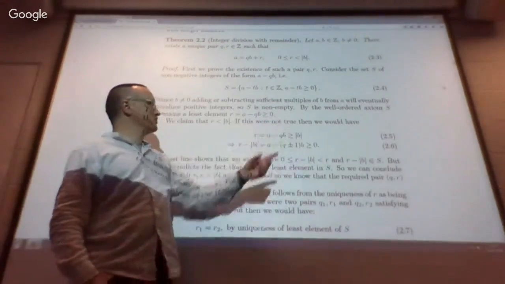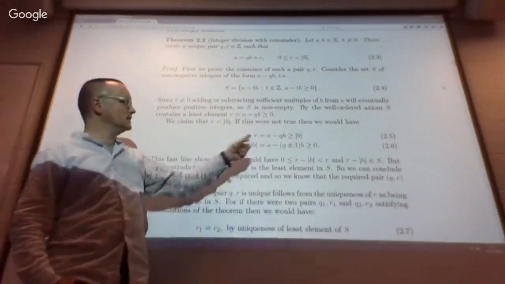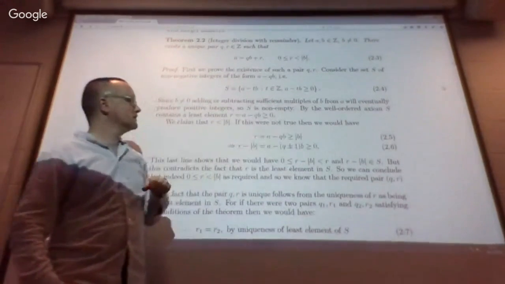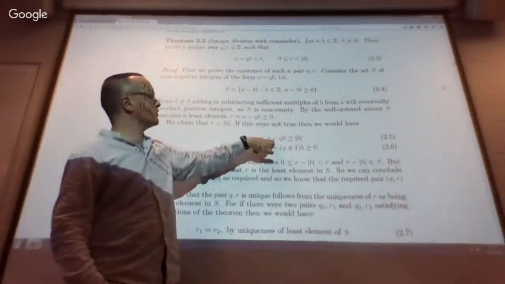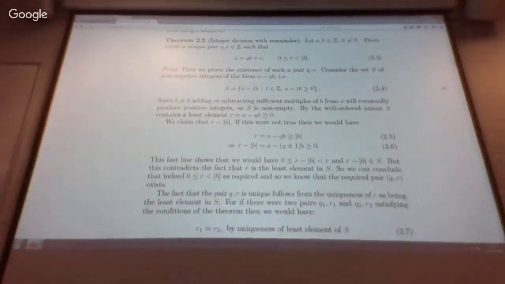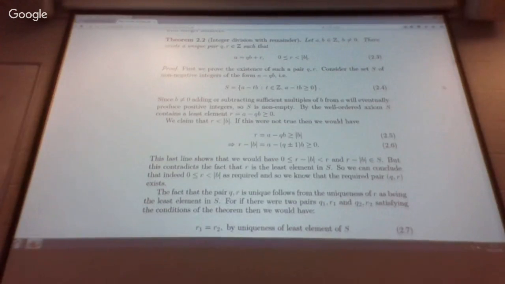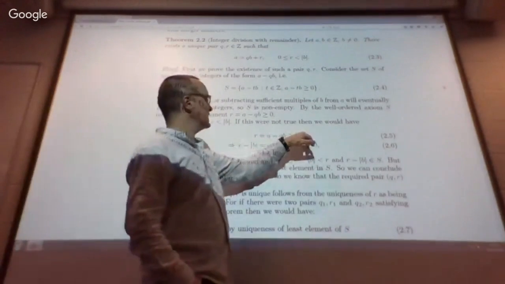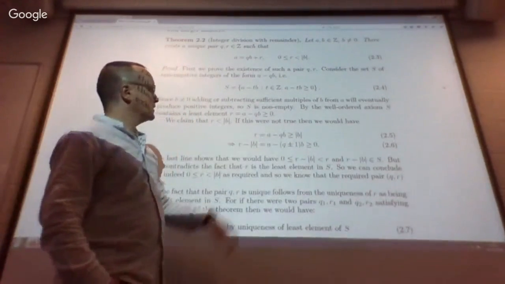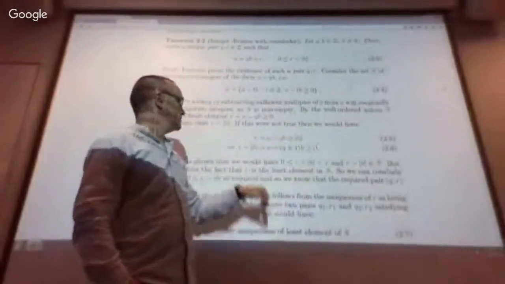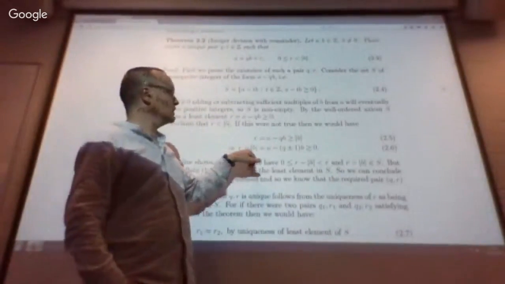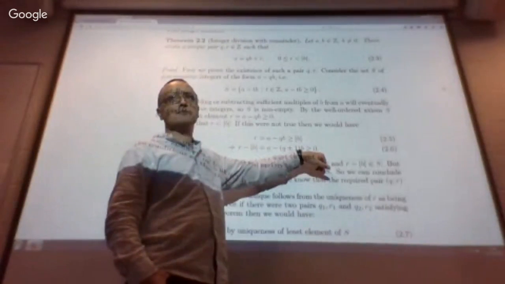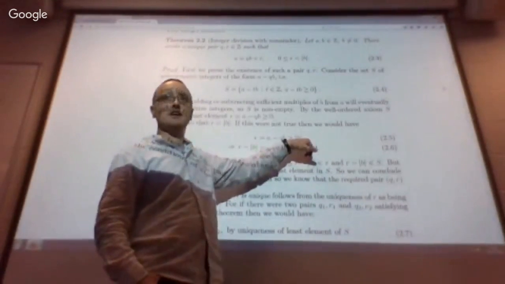If this were not true, so if R was not strictly less than B, in other words, R is greater than or equal to B, at the same time R has this form, A minus QB, and just like what I did with the example here where I had 2 times 30 plus remainder 40, we go and take out another B out of the remainder R. So that's what we do here. We subtract the absolute value from both sides. And because R is greater than or equal to the absolute value of B, when you subtract the absolute value of B from R, you still have a non-negative number.